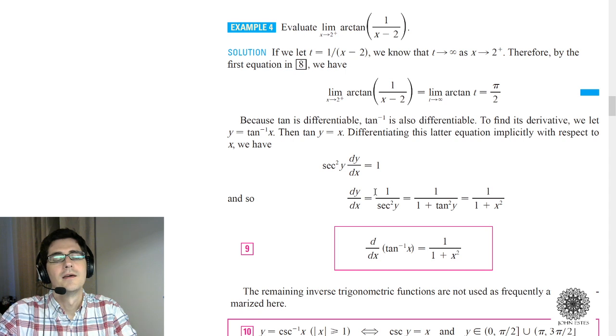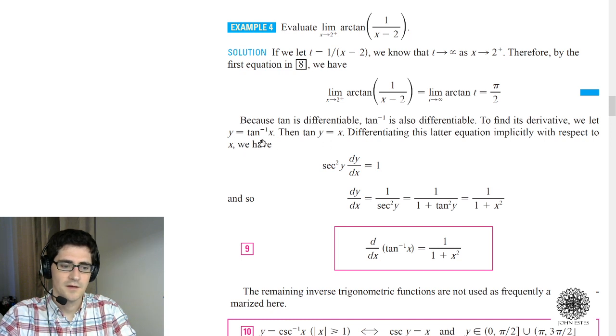And then from there, I need to get it back to x's. So the way I have to do that is by using tangent. I'm going to rewrite secant squared using the Pythagorean identity: 1 plus tangent squared y equals secant squared y. And then from there I can replace tangent squared with x squared. So the derivative of tan inverse is 1 over 1 plus x squared.